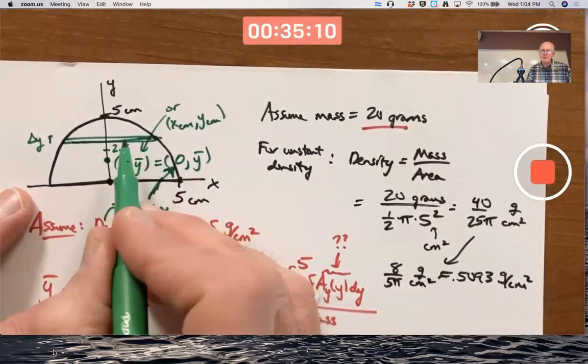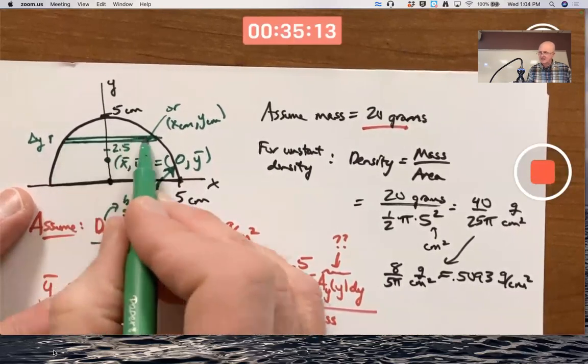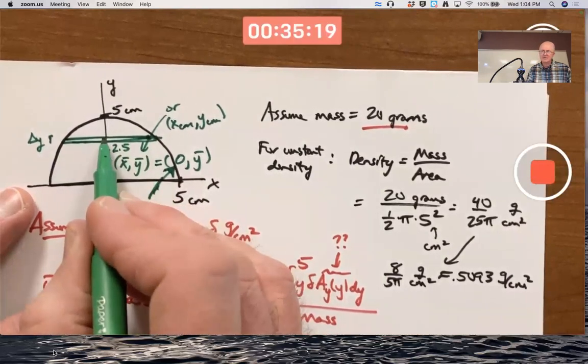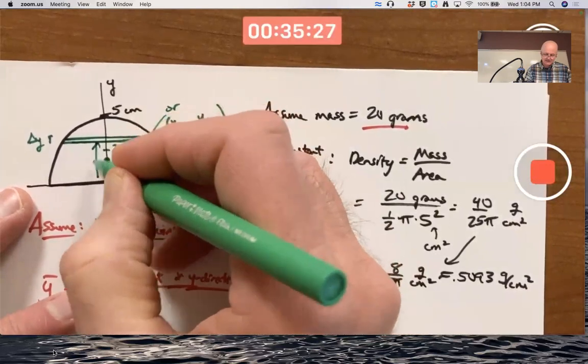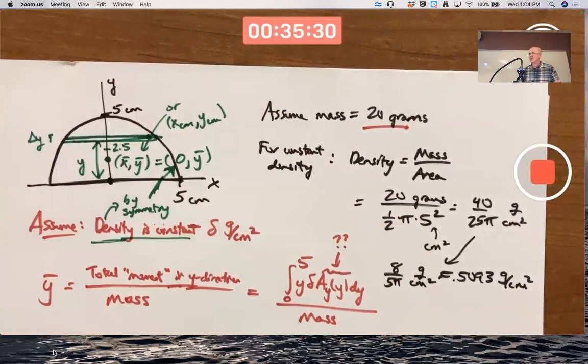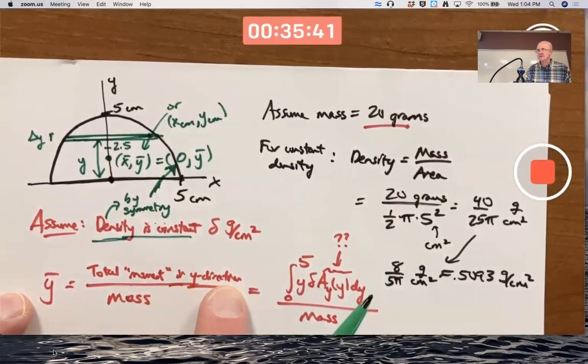You really need to figure out the moment of this thin slice first. And the moment of a thin slice, what you're essentially trying to figure out is the mass of the thin slice and multiply that times the distance, this distance here, of that thin slice to where y is 0, the x-axis. That would be the moment for the thin slice itself. Add up those moments to get the total moment, approximately. Let delta y go to 0 to represent that total moment as an integral like this.